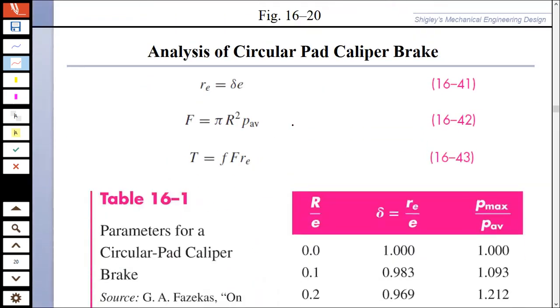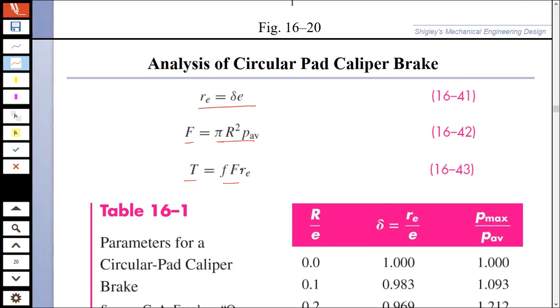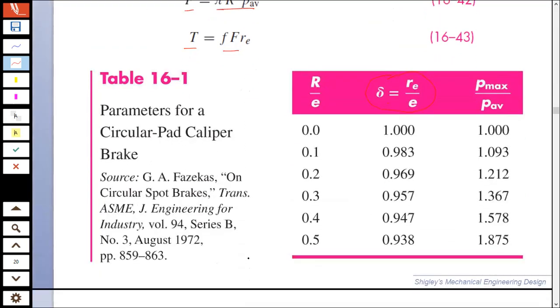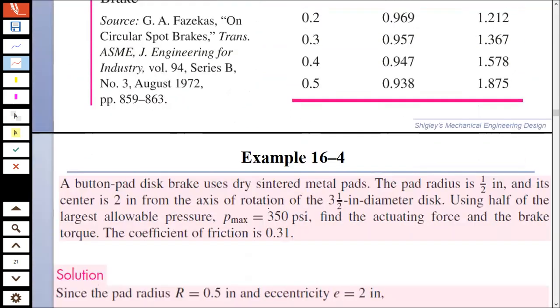For the analysis of the caliper brake, these formulas are already given to you. R is equal to delta E, your F is equal to pi R square P average, and your T is equal to F R E. Now what is delta? जो इक्वेशन 16-41 में इस्तेमाल हुआ है, you can get it from this table, parameters for a caliper brake, ठीक है जी. This is your R by E and P max or P average आपको दिया गया है. So you can use these values.